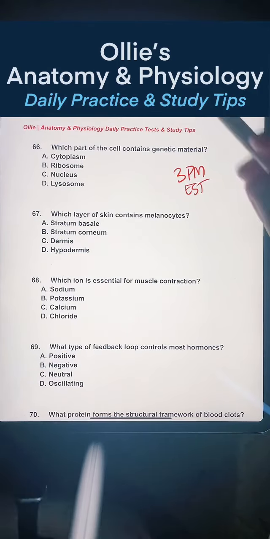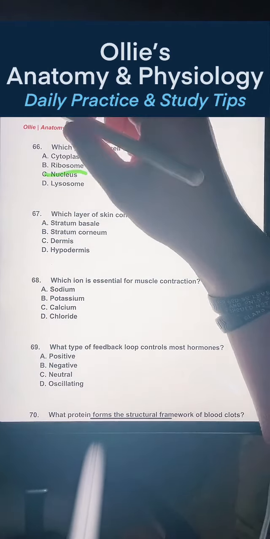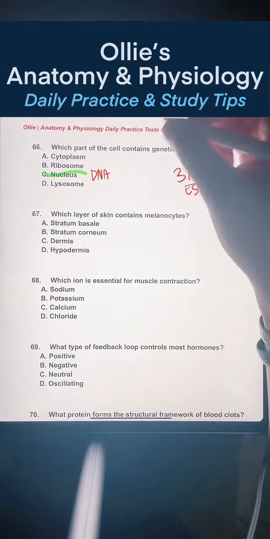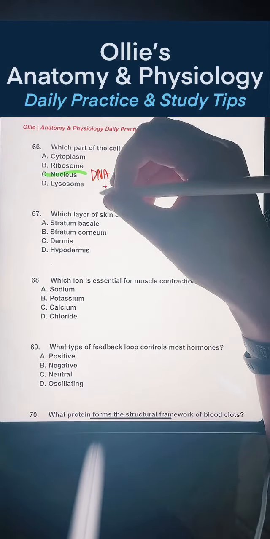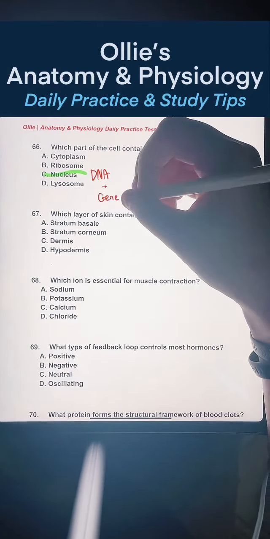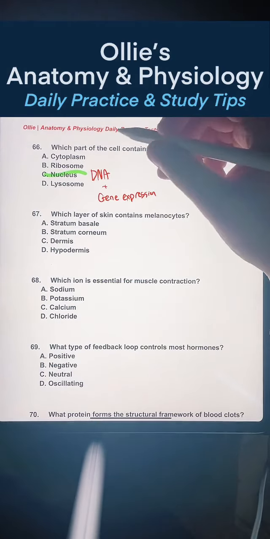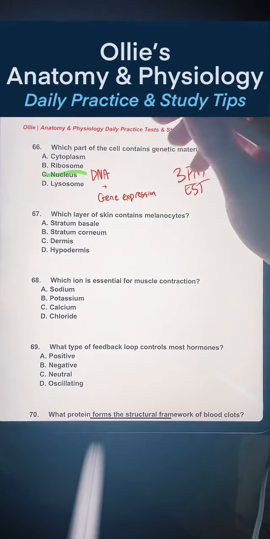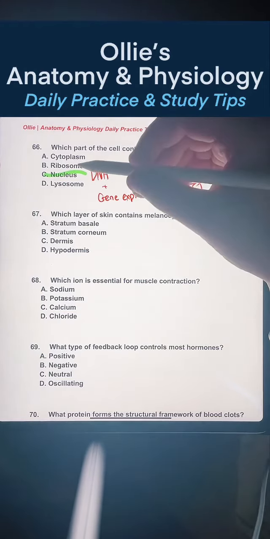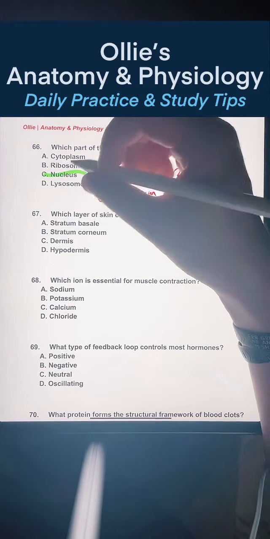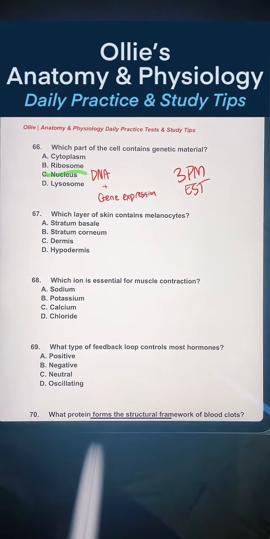The answer is C. It is the nucleus. So the nucleus is going to house our DNA, and this is also going to be responsible for gene expression. The cytoplasm is that fluid in your cell, and ribosome is going to be for protein synthesis. Lysosome is going to digest waste. Number 67, which layer of the skin contains melanocytes?